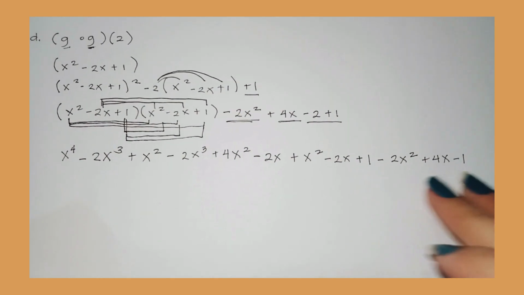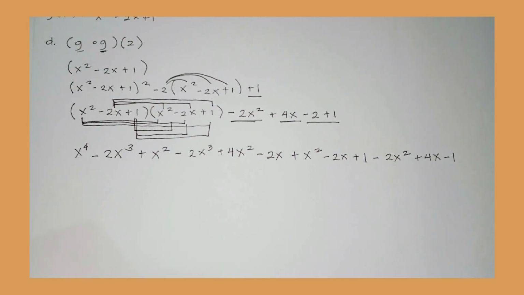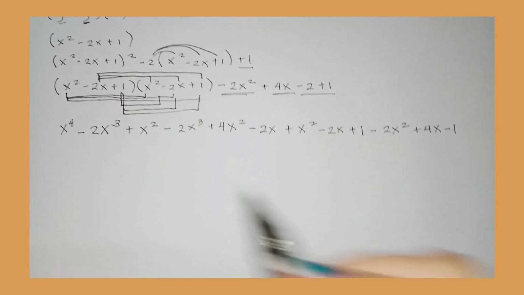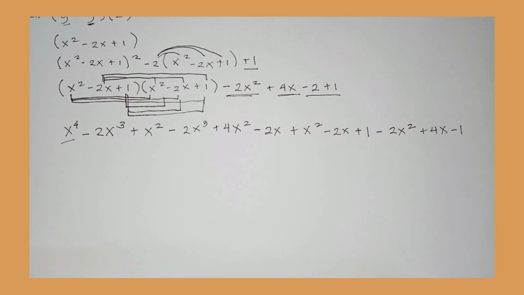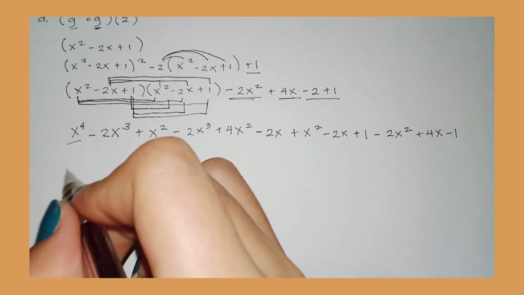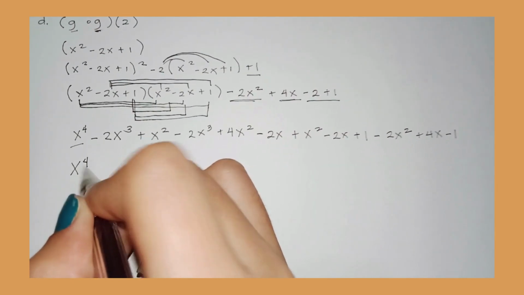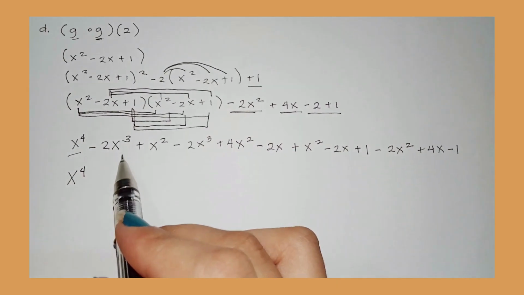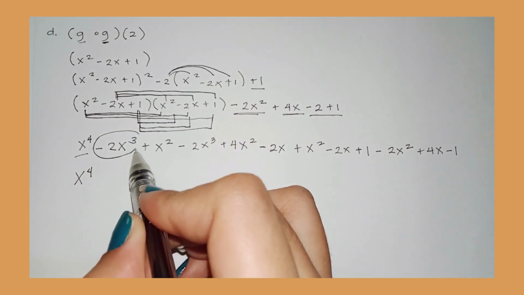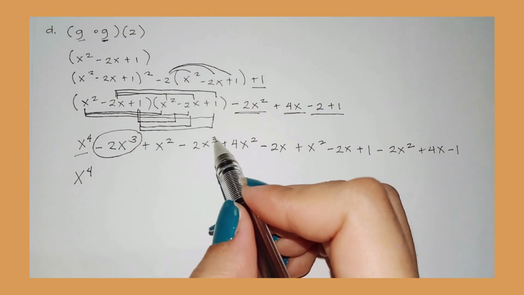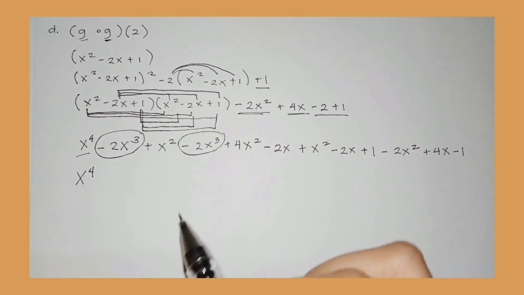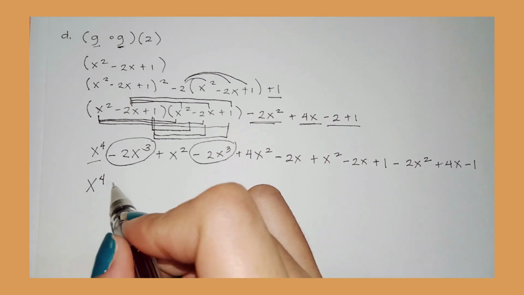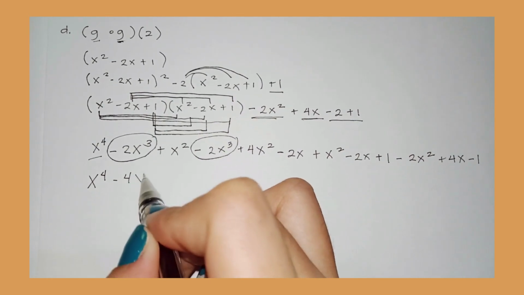Yung mahabang equation na ito, magko-combine like terms tayo. Pagsasamahin natin yung para-pareho yung degree. So, yung x raised to 4, wala nang x raised to 4 maliban dyan. So, we just need to copy it. X raised to 4. Then, proceed tayo with x raised to 3. So we have negative 2 x raised to 3, negative 2 x raised to 3. Yung gagawin natin, add natin sila. Negative 2 minus 2, that is negative 4 x cubed.